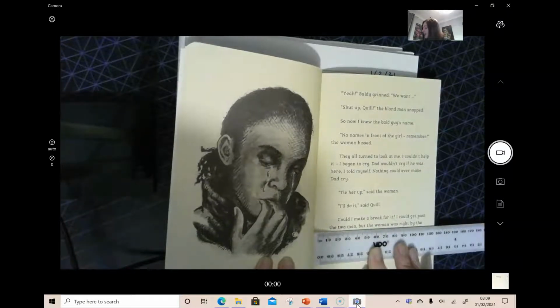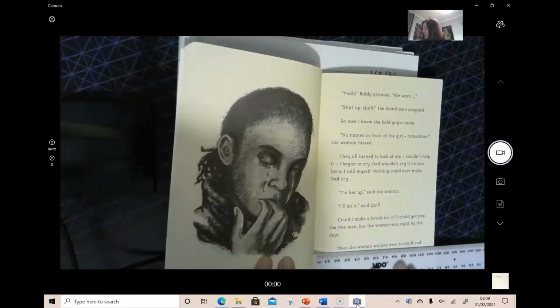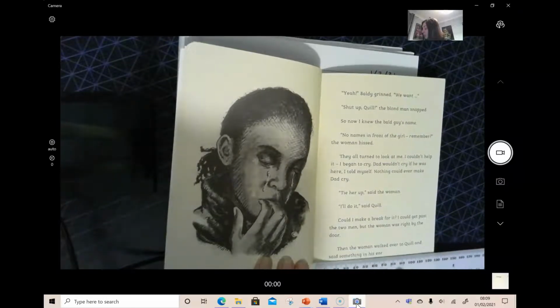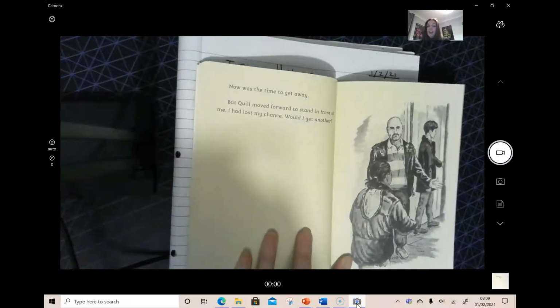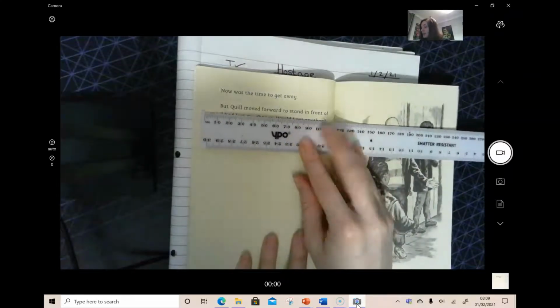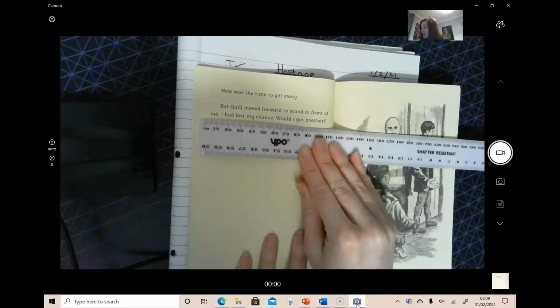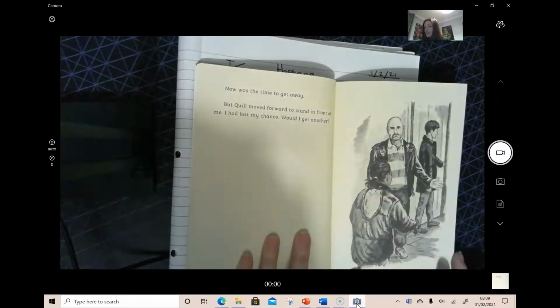Could I make a break for it? I could get past the two men, but the woman was right by the door. Then the woman walked over to Quill and said something in his ear. Now it was time to get away. But Quill moved to stand in front of me. I had lost my chance. Would I get another?